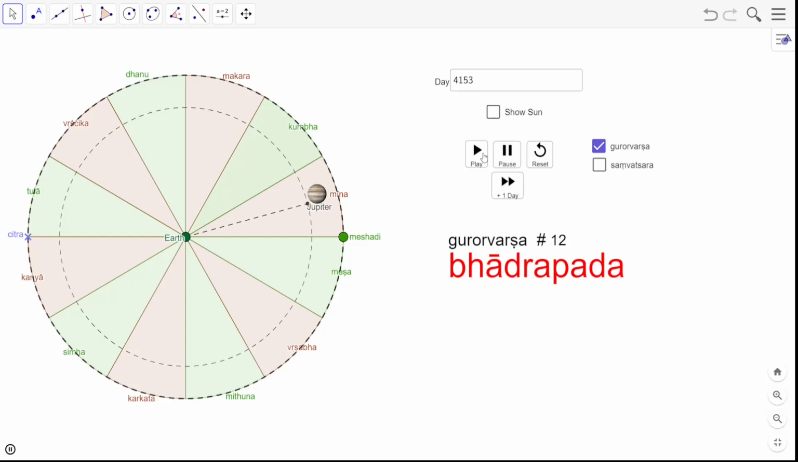And now, we are coming back to Meshadi. The cycle is over. So now you see, we looped back to Ashvina. And the Gurorvarsha number, I reset it back to 1. So this is a cycle of 12 Gurorvarshas, starting with Ashvina. And this keeps on repeating. Now if I roll it, it will be from Ashvina, it will move to Kartika, then Margashirsha, and the whole cycle repeats.